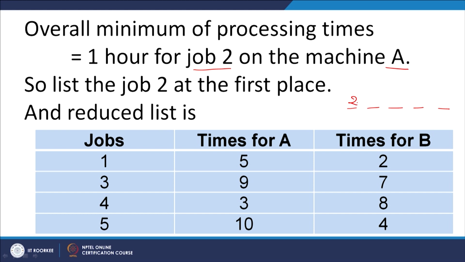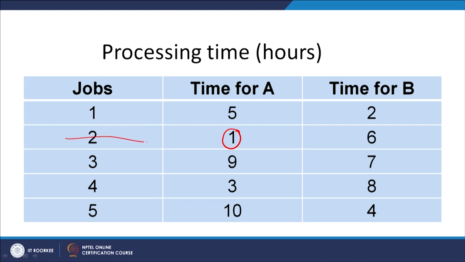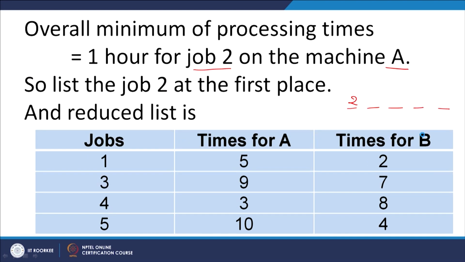Suppose it was the other way around, then it would have gone to the last, but since the condition is satisfied according to step 1, it is to be placed in the beginning. Once this is done, we will strike out this row, and that means we are left with only 4 rows: here are the rows 1, 3, 4 and 5. You can see that the second row has been deleted.